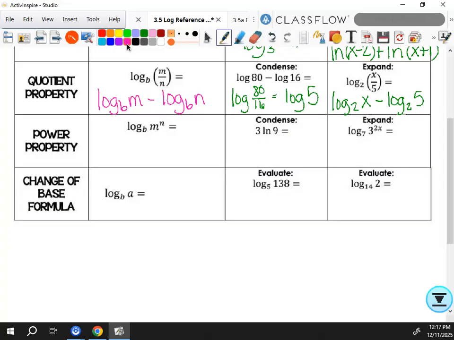Okay, so you can take the exponent. So log base b of m to some exponent. That exponent gets to come out front, so it becomes n times the log base b of m.